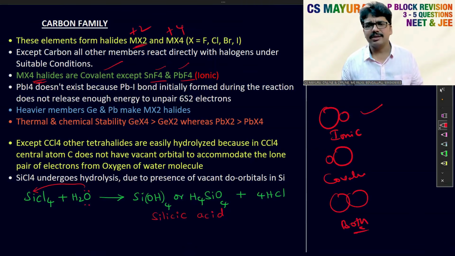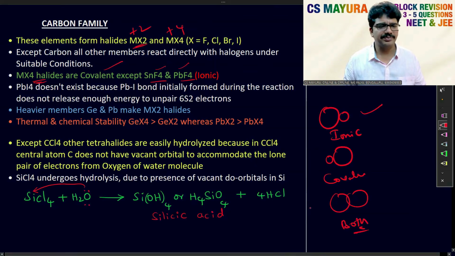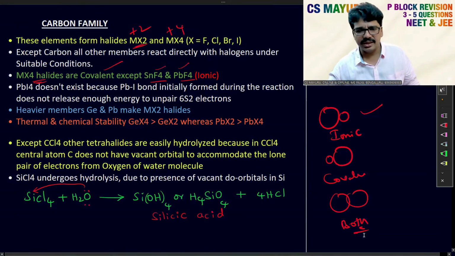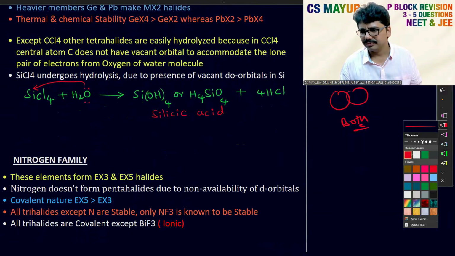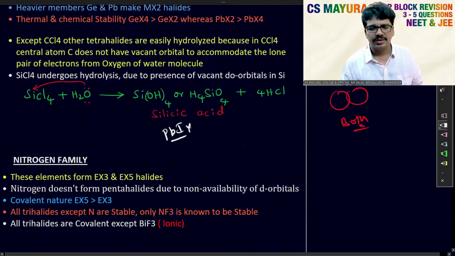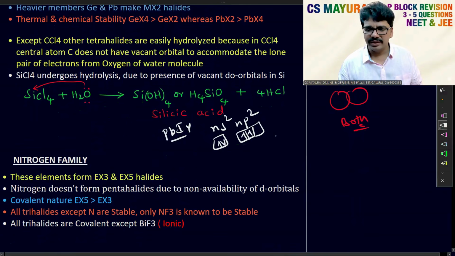PbI4 does not exist because of the inert pair effect. Lead +4 is not stable; +2 is stable. Another important point is the NCERT explanation for PbI4. Lead is a fourteenth group element. Its outer configuration is ns2 np2. The ns is completely filled, and in np there are 2 electrons, with 1 vacant orbital. So now what happened here?